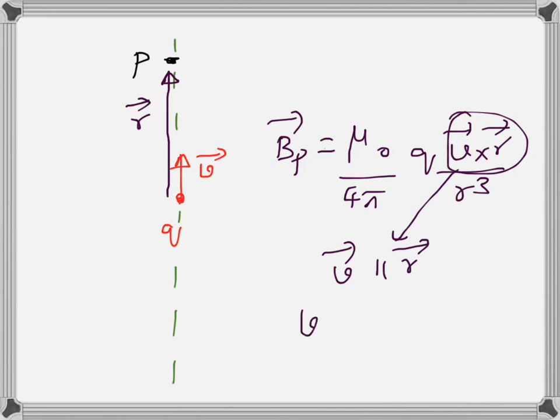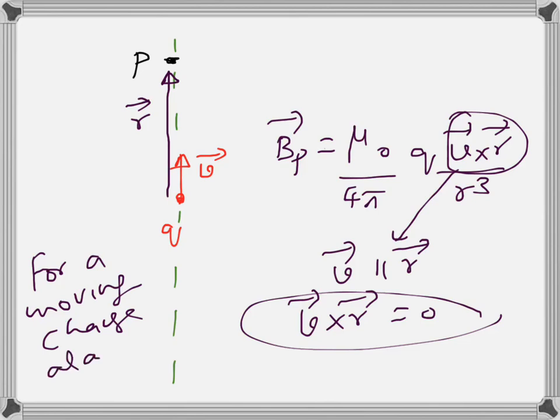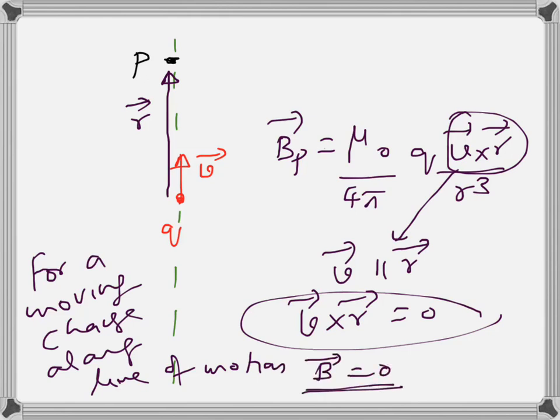So V is parallel to R, so V cross R will be 0 then. Very interesting point: if a charge is moving in a certain direction, along the line of motion, the magnetic field is 0 anywhere. So for a moving charge, along the line of motion, the magnetic field is 0 at any point along the line of motion.